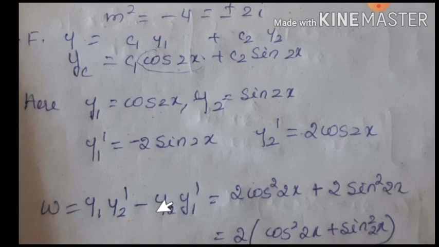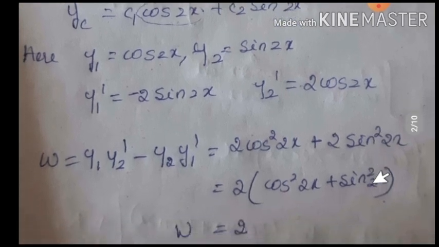What is the Wronskian constant formula? y1 y2 dash minus y2 y1 dash. So cos 2x into 2 cos 2x is 2 cos square 2x. When you subtract, according to the formula, minus, and again minus is there, so it becomes plus, and multiplying this 2 term, you get 2 sin square 2x.